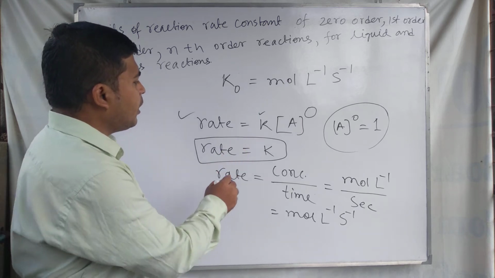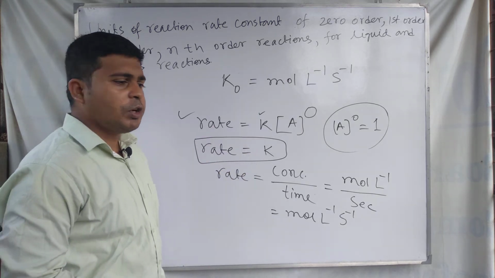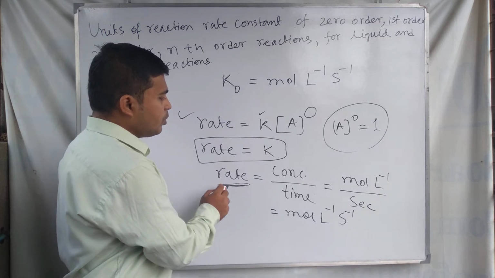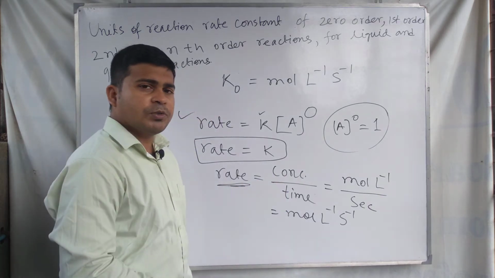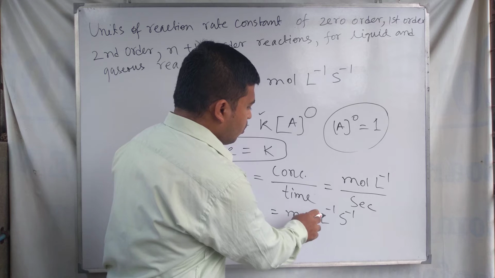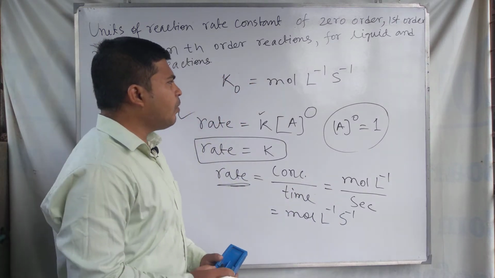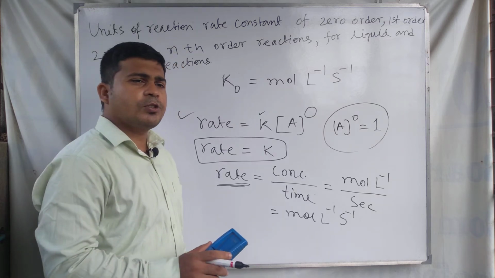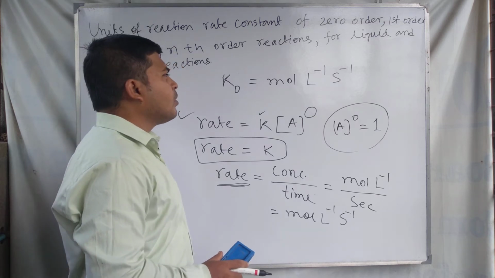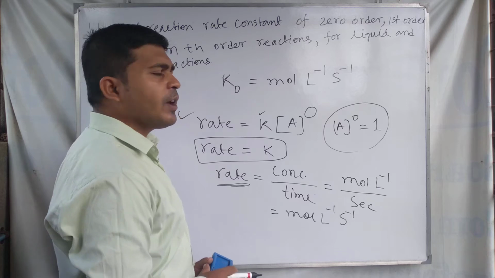So the unit of K is equal to the unit of the rate of the reaction, and the unit of rate is concentration change by time change. So it is mole liter inverse second inverse. So the unit for the zero order reaction rate constant K is mole liter inverse second inverse.